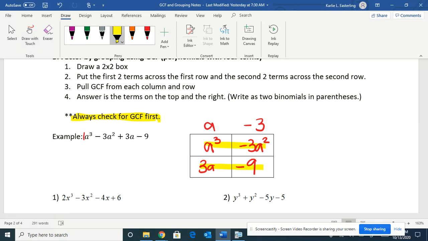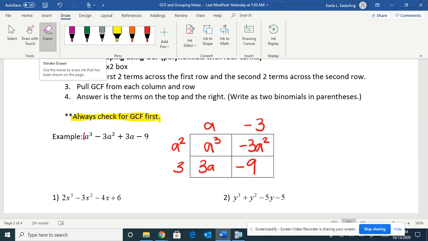So now we're going to look at our rows. On the top row, you should be able to pull out an a squared. And on the bottom row, you should be able to pull out a 3. If you are struggling with these greatest common factors, again, please let me know because I would love to help, but I'm not going to go through it on every single problem in major detail.